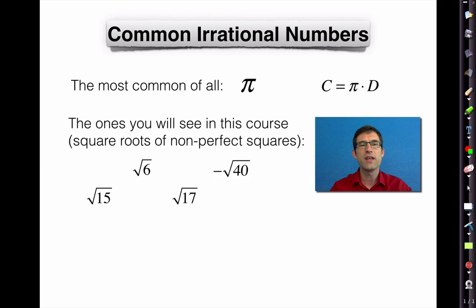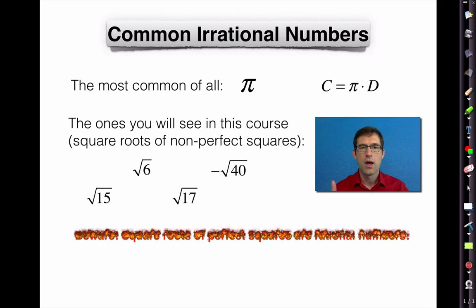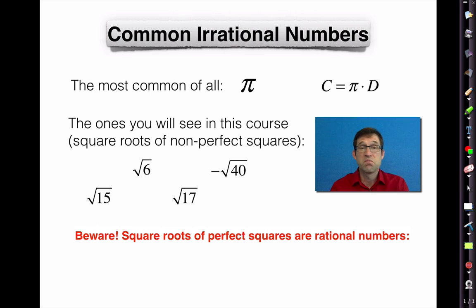See, 15, 6, 17, 40, none of those numbers are perfect squares, so all of their square roots are irrational numbers. Now, beware, square roots of perfect squares are rational numbers, right? The square root of 25 is 5, and 5 is a rational number. It's the ratio of 5 to 1, okay? So what you don't want to think is that anytime there's a square root, you have an irrational number.